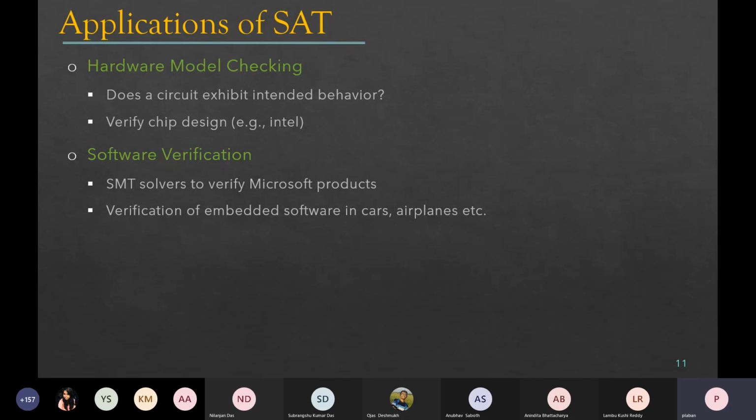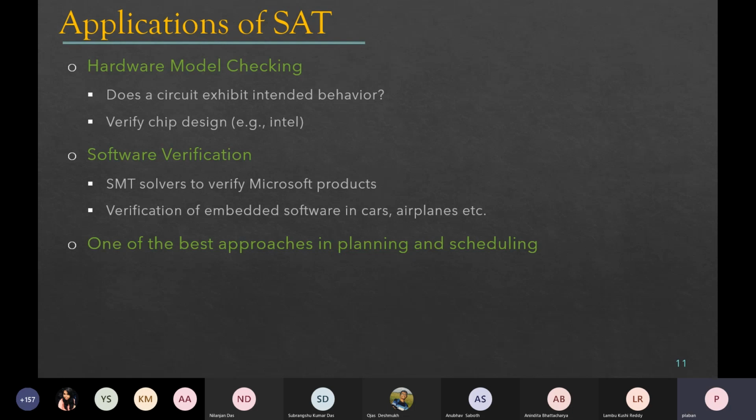And in, say, cars and aeroplanes, there are various embedded software. So there are very specific devices in which different software is running. And these applications are very safety critical applications, right? And they should be verified to the greatest extent. And that is being done quite successfully using these SAT solvers.